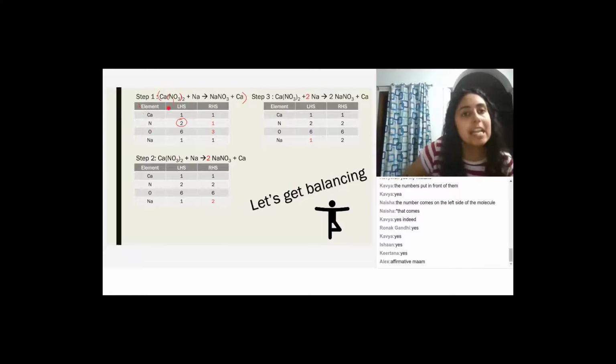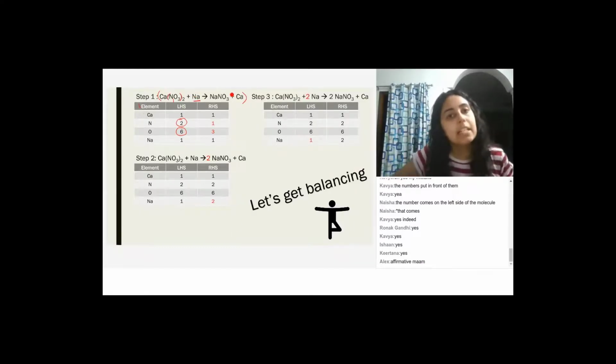Similarly, with oxygen, inside the bracket, the oxygen has 3 atoms. Outside the bracket, I have the number 2. So 3 multiplied with 2, I have 6 atoms of oxygen. And sodium, I just have 1, so I'm just going to write 1. Similarly, on the right hand side, I have 1 sodium, so I'll just write 1. I have 3 oxygen, so I'll write 3. I have 1 nitrogen, so I'll write 1. And 1 calcium, so I'll just write 1.